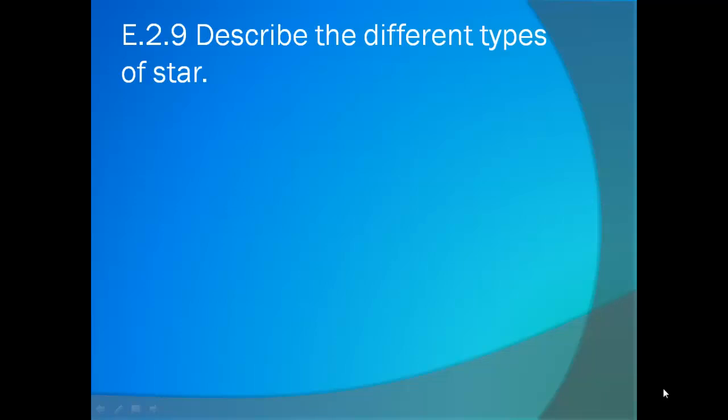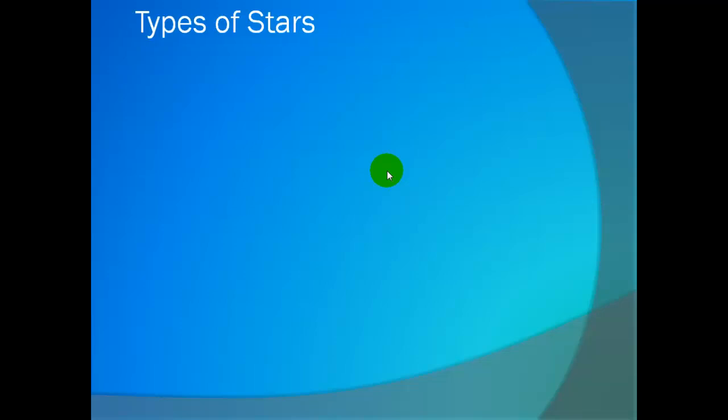The last two parts of section E2 are to do with different types of stars and the Hertzsprung-Russell diagram. We'll start with different types of stars. Now, we have red giants. There are two things you need to know about red giants. First thing, they are red. Second thing, they are giant.